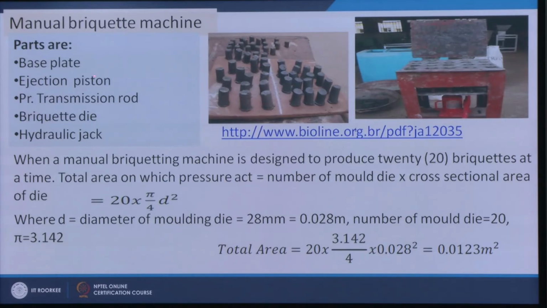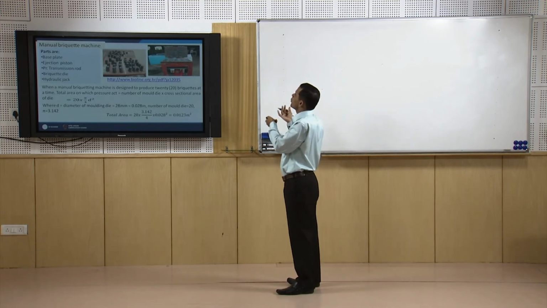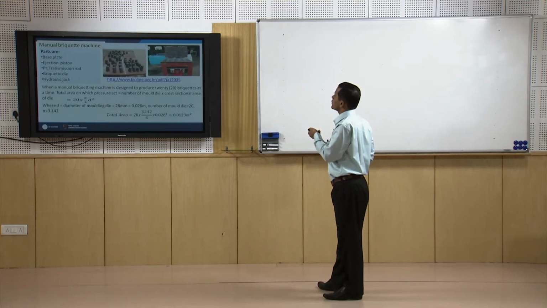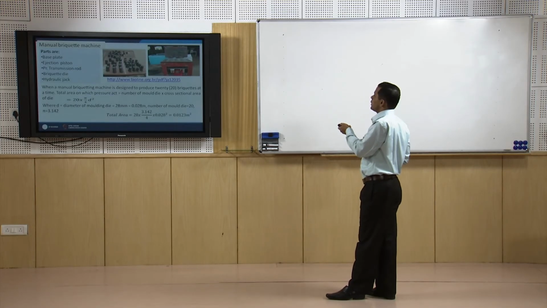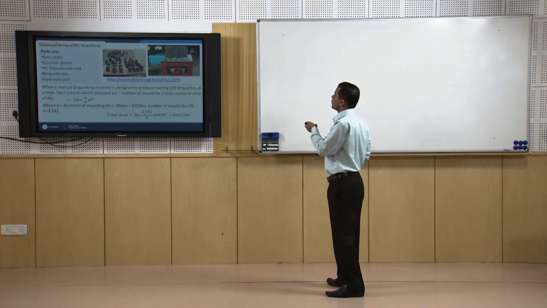So, one is the base plate. So, this is your base plate. One is the ejection piston, another is the pressure transmission rod, then the briquette die, and another is the hydraulic jack. So, this is the hydraulic jack at the bottom. This hydraulic jack gives some thrust upward, and that force which is applied in the upward direction is transmitted through these transmission rods, and the transmission rods have the ejection piston, and this is the die, which is called your pellet or briquette die.